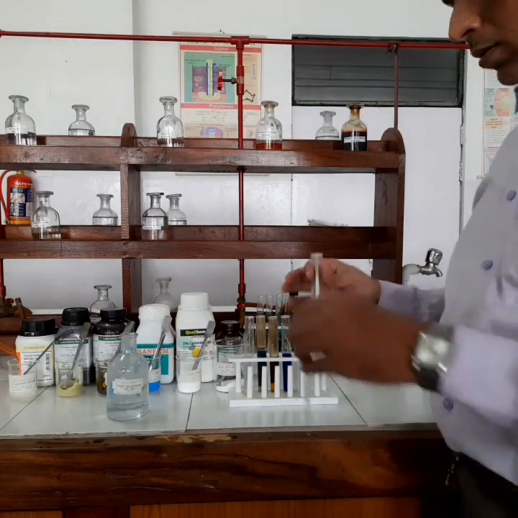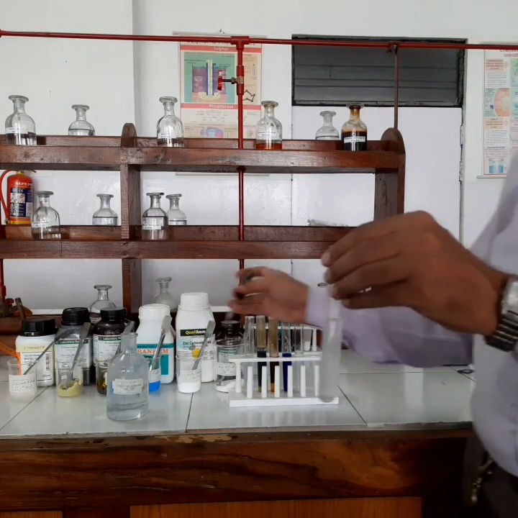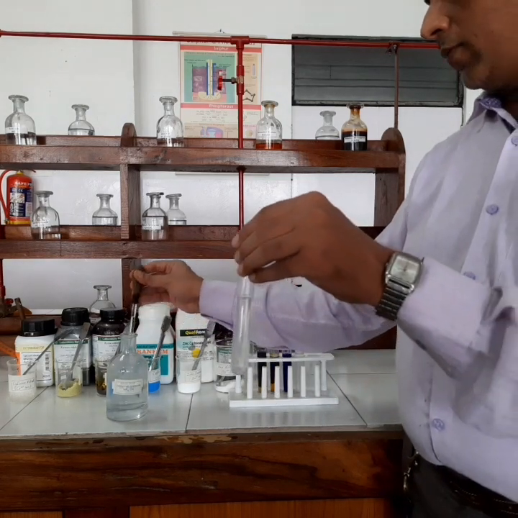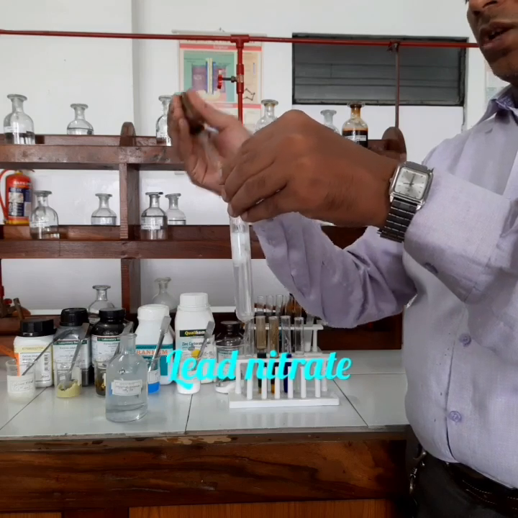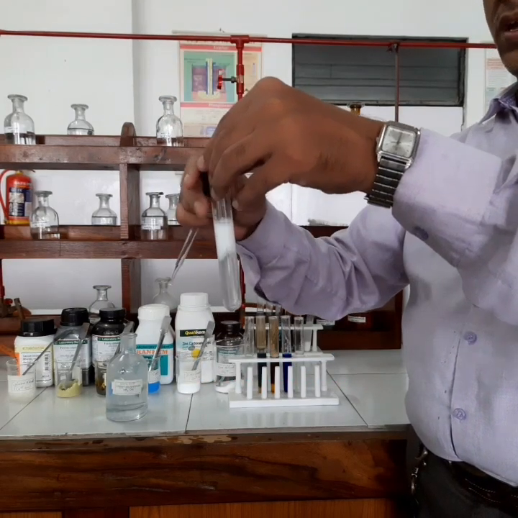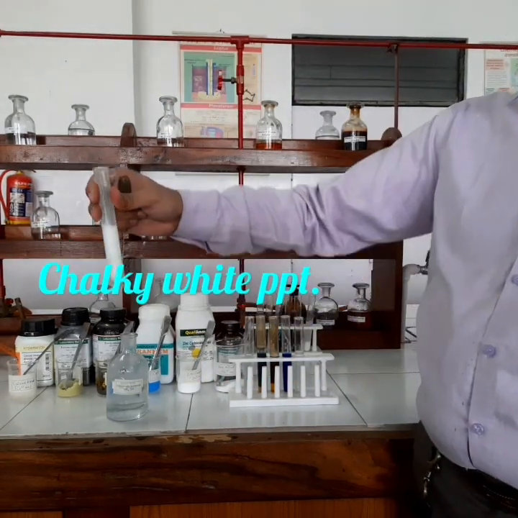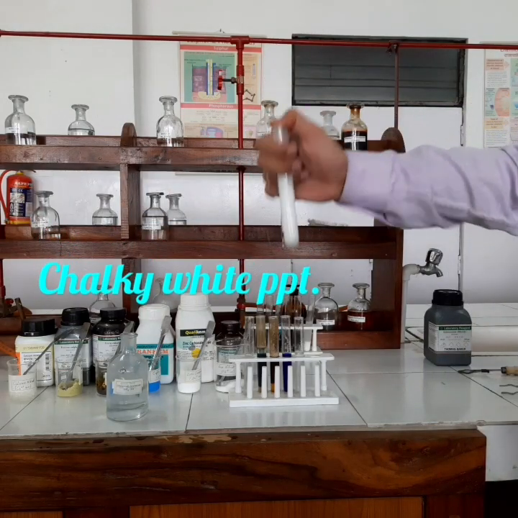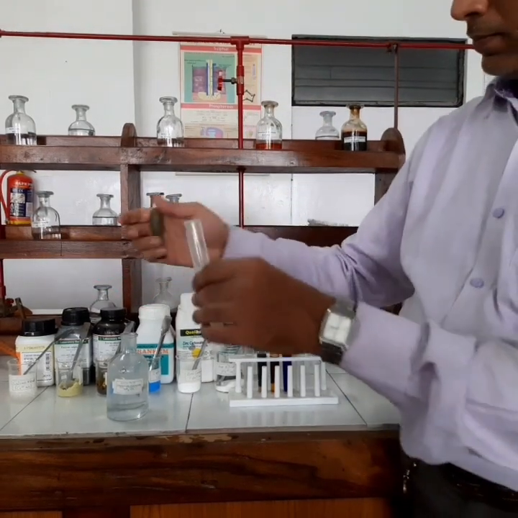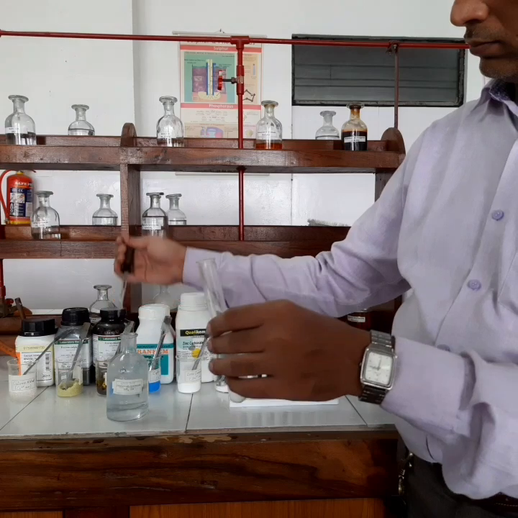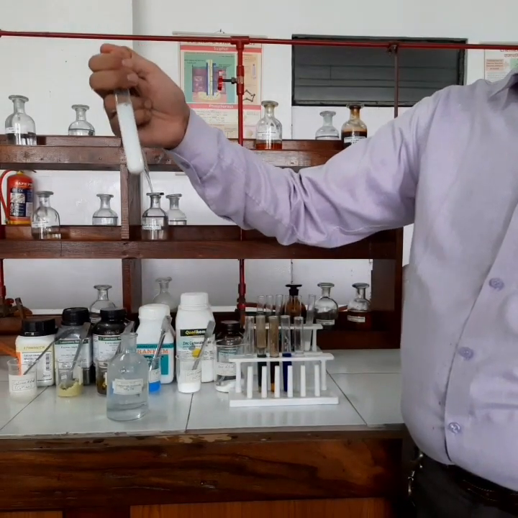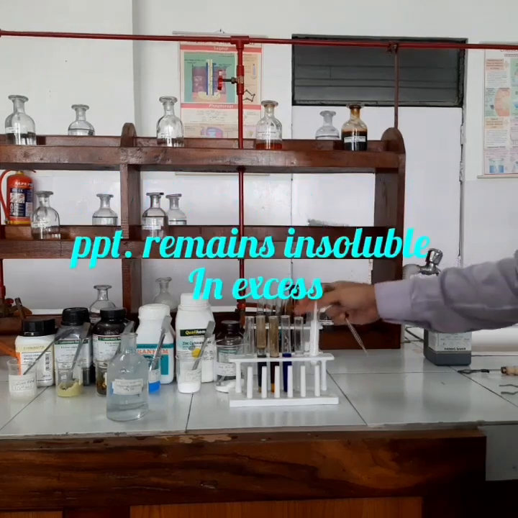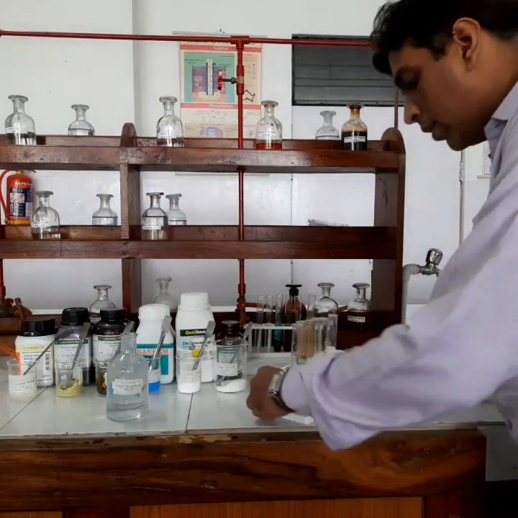Now the last ion which we are going to test for is lead, and for that I have taken lead nitrate. So this is the chalky white precipitate that is forming on adding ammonium hydroxide, and this precipitate will remain insoluble in excess also. It will remain insoluble in excess of ammonium hydroxide. So let's revise all the things.